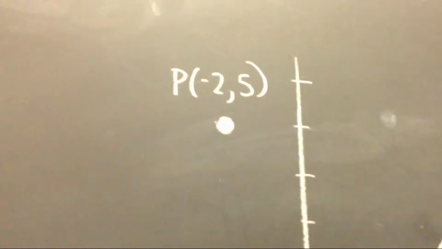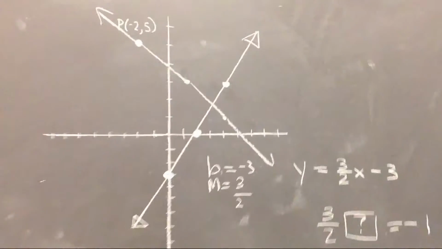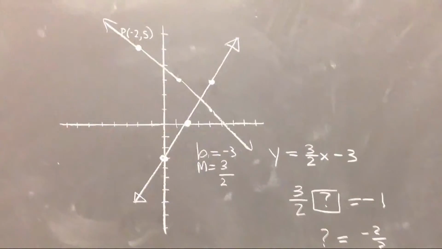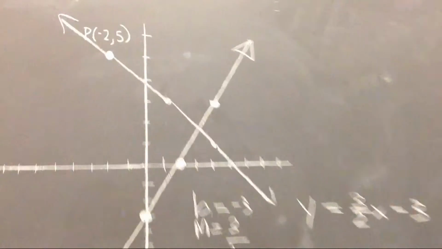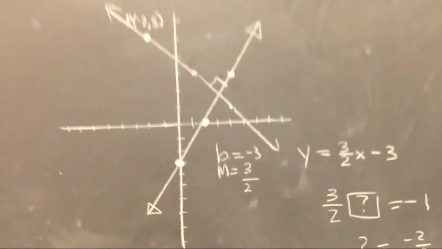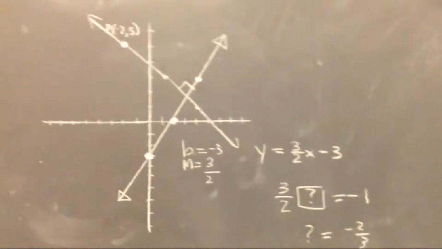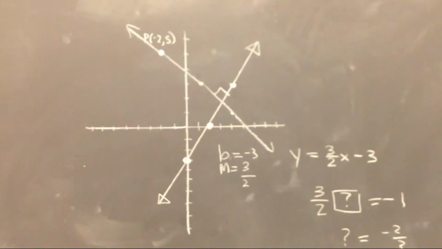So now here's what I'm going to do. I'm going to connect P, and I'm going to go down 2, right 3, down 2, right 3, and I'm just going to keep doing that. So let's go ahead and do that. Now I've connected the two lines. And this line here is now perpendicular to that line there. The first line has a slope of 3 over 2. And the second line has a slope of negative 2 over 3.